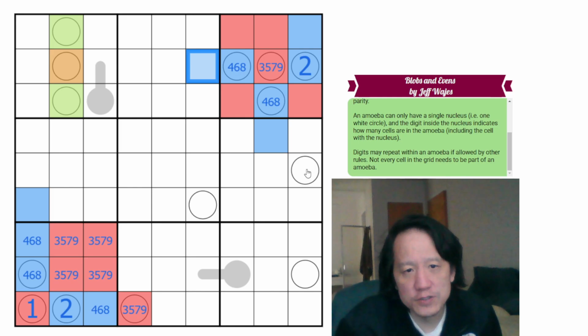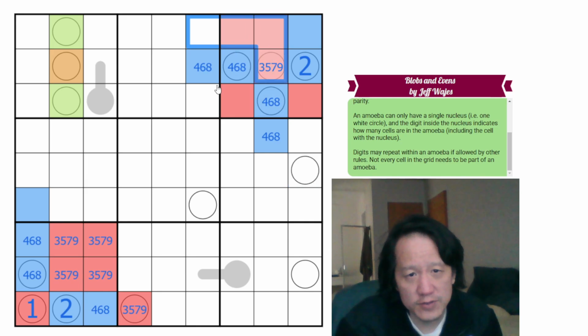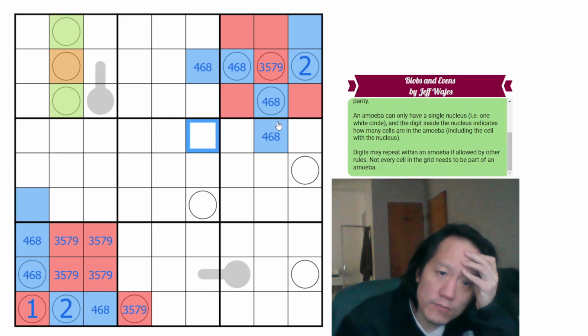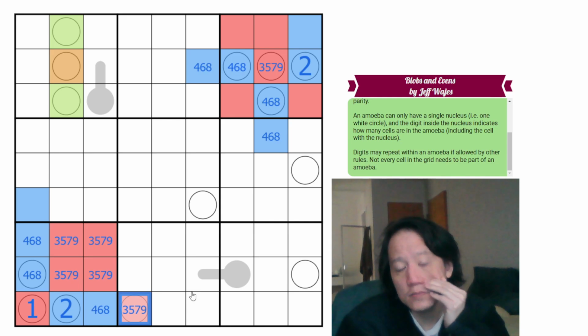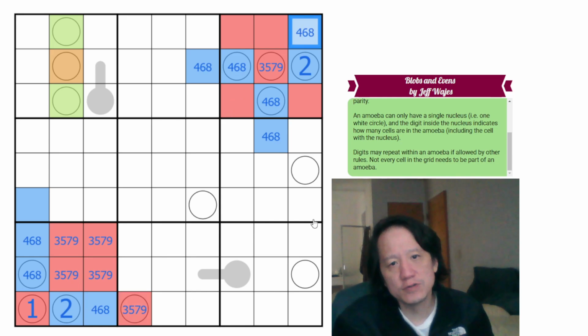So this is 4, 6, or 8. This is 4, 6, or 8. It could go something like that, and this could be even. That is possible. This at least has to be 3. We don't know if it's more or whatever. What else do we know about this? This can't be 2. This is obviously 4, 6, or 8.